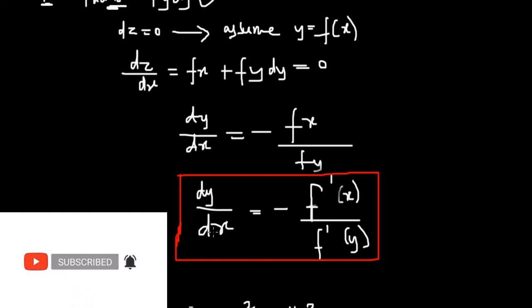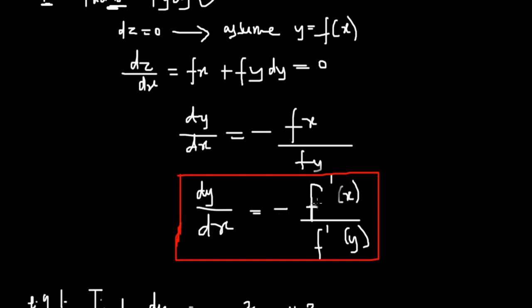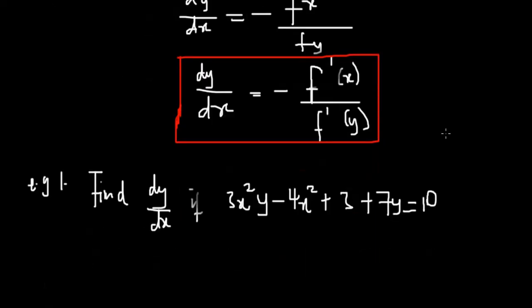So now we have dy dx equals minus f prime of x over f prime of y. What this means is that we are partially differentiating with respect to x. The expression could be a mixture of x and y. You just partially differentiate x only, and then you partially differentiate y only. In case you've watched our video on partial derivatives, this will be very simple.